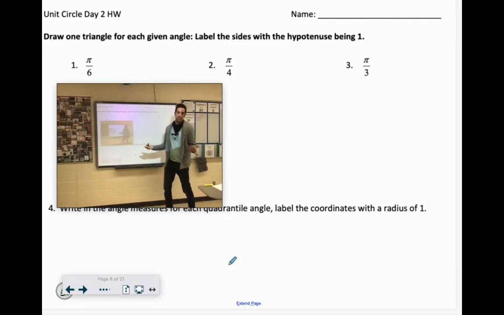It'd probably be helpful to have your unit circle handy for this assignment. It'll make it a little easier. Draw one triangle for each given angle. Label the sides with the hypotenuse being 1. So first thing, I'm going to do number 3 with you.